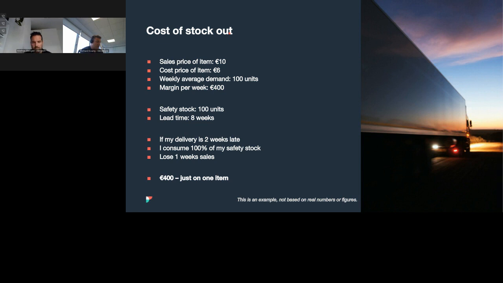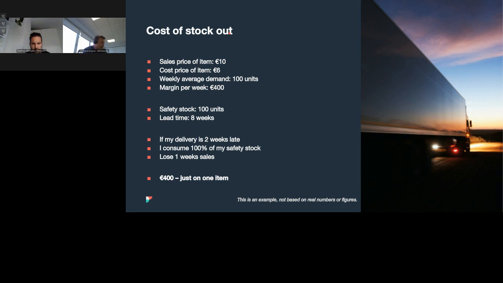a worked example. I've made the numbers fictional, just to make it clean. If you've got an item with a sales price of 10 euros and a cost price of 6 euros, so you have a margin of 4, and you've got a weekly average demand of 100 units, you can see that you're making 400 euros of margin per week on this one individual product.